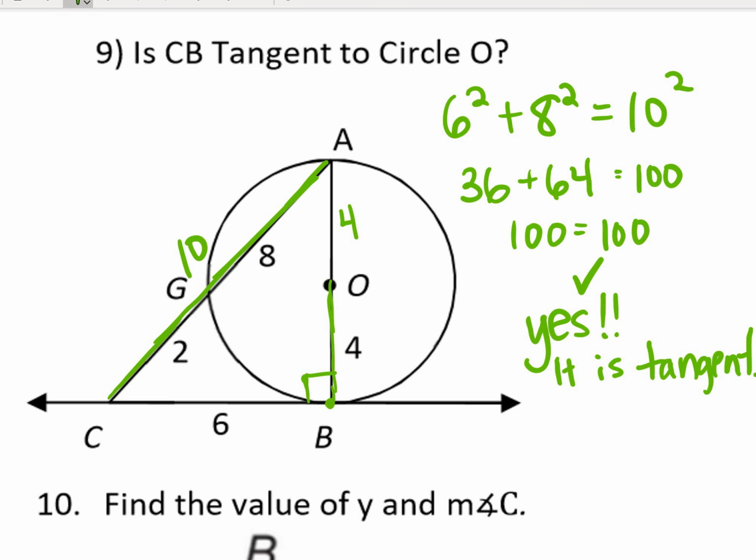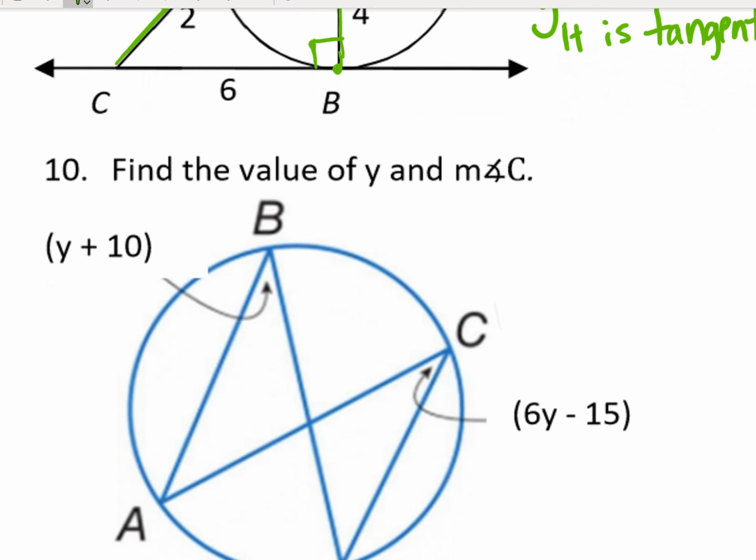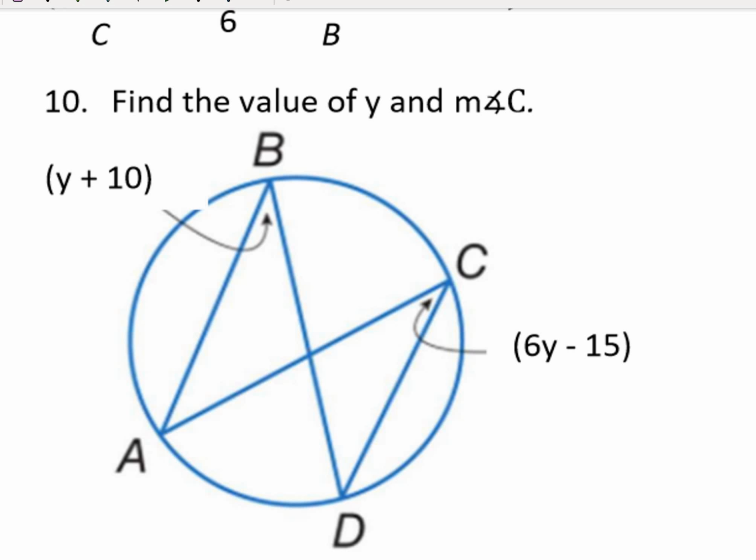All right, last one for this video, number 10. Find the value of y and measure of angle C. All right, well, we have to find y before we can find the measure of angle C. Now, how do we know what to do here? What I'm going to notice is this angle is inscribed, it's on the circle, and I'm going to look for its intercepted arc, which is AD.